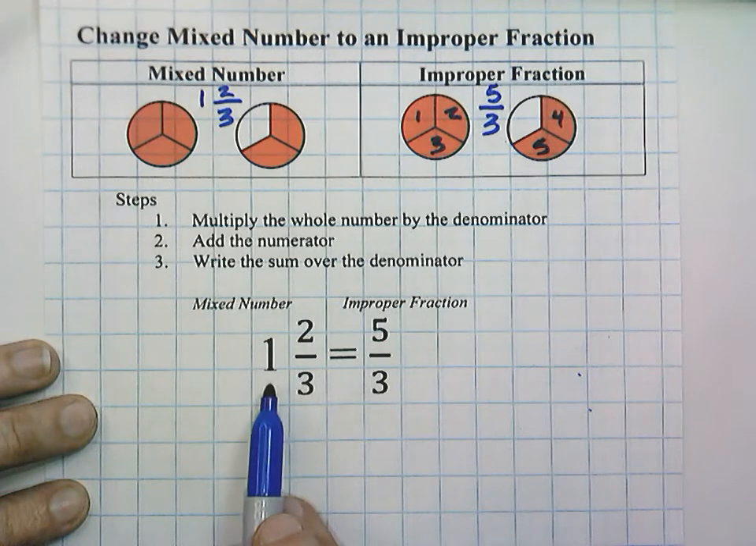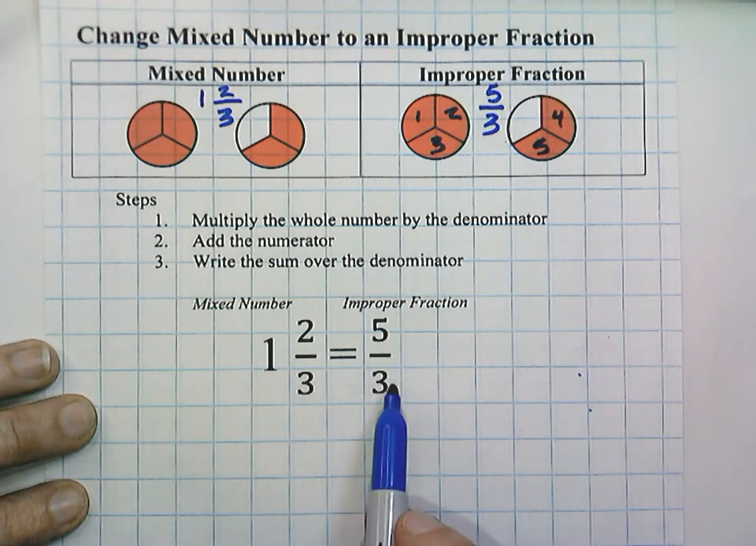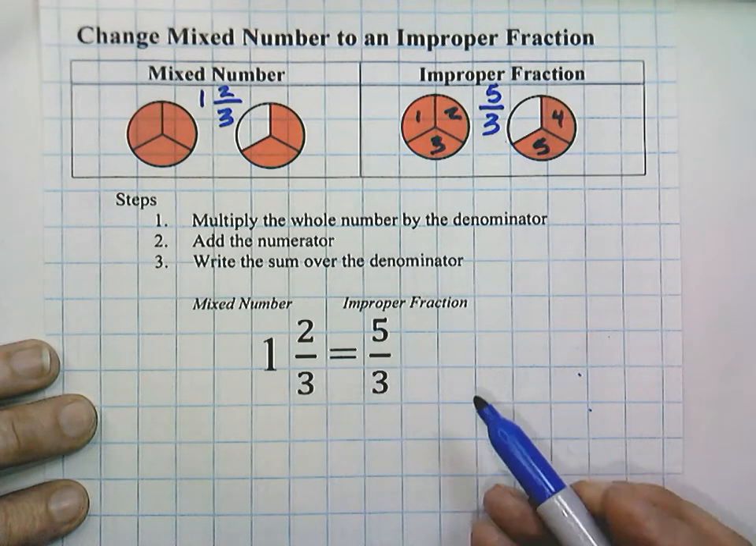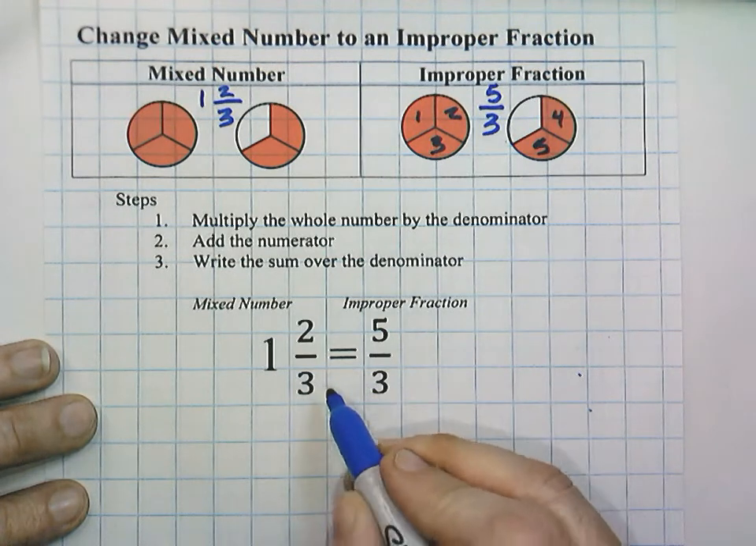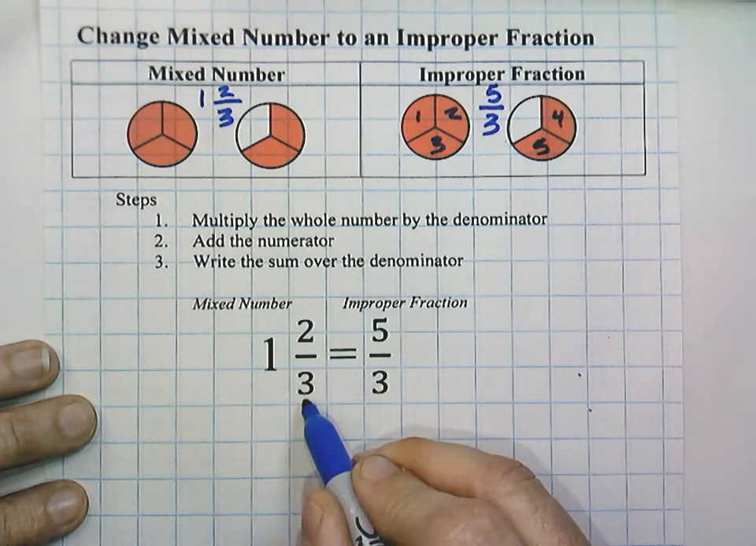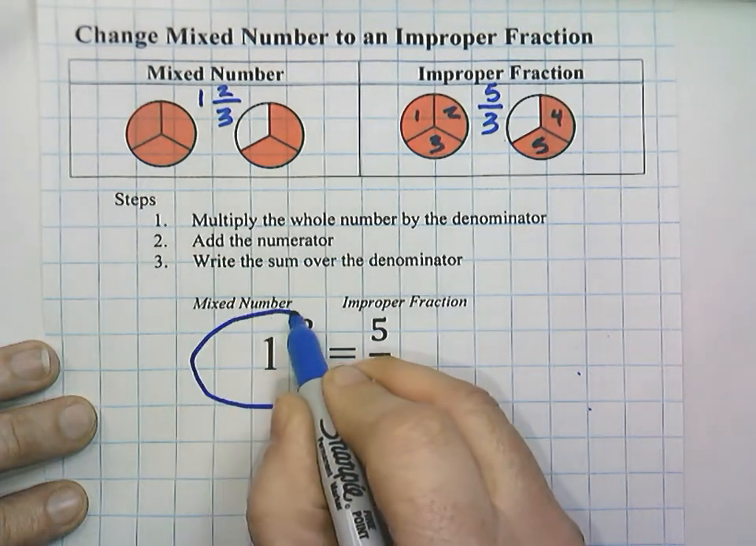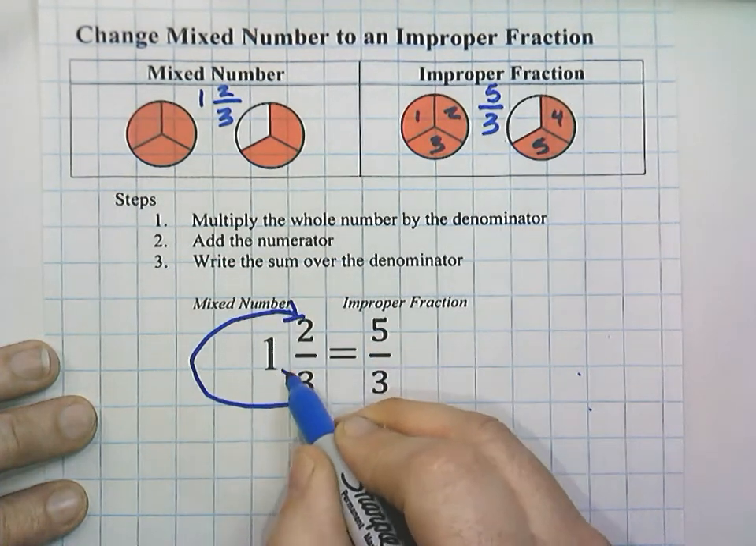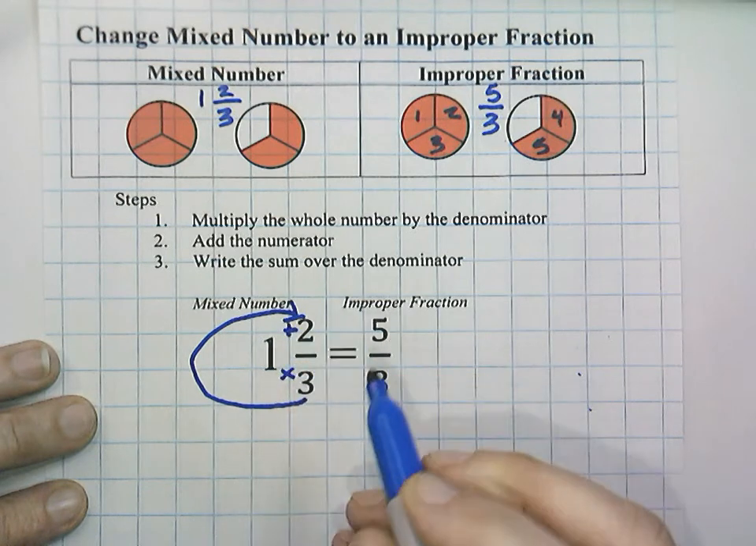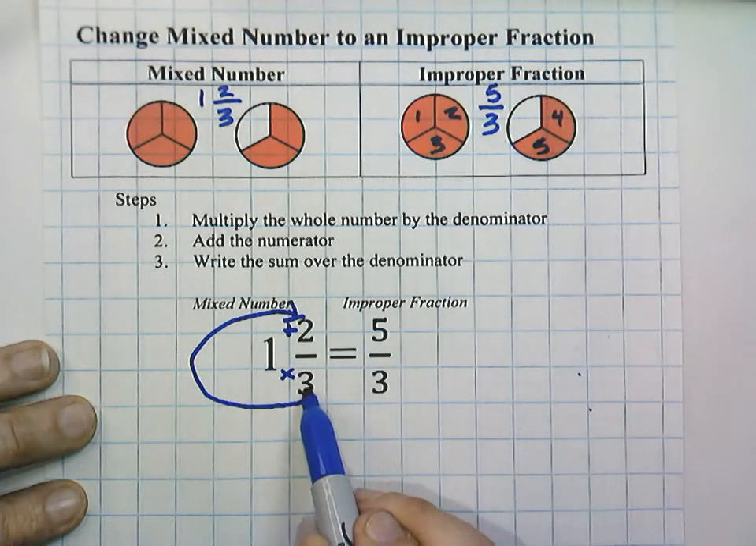So here we have 1 and 2/3, and our goal is to change it into 5/3. How do we do that? We start with our denominator, and we're going to work in a direction like this. We're going to multiply and then add. We're going to start here and go 3 times 1.